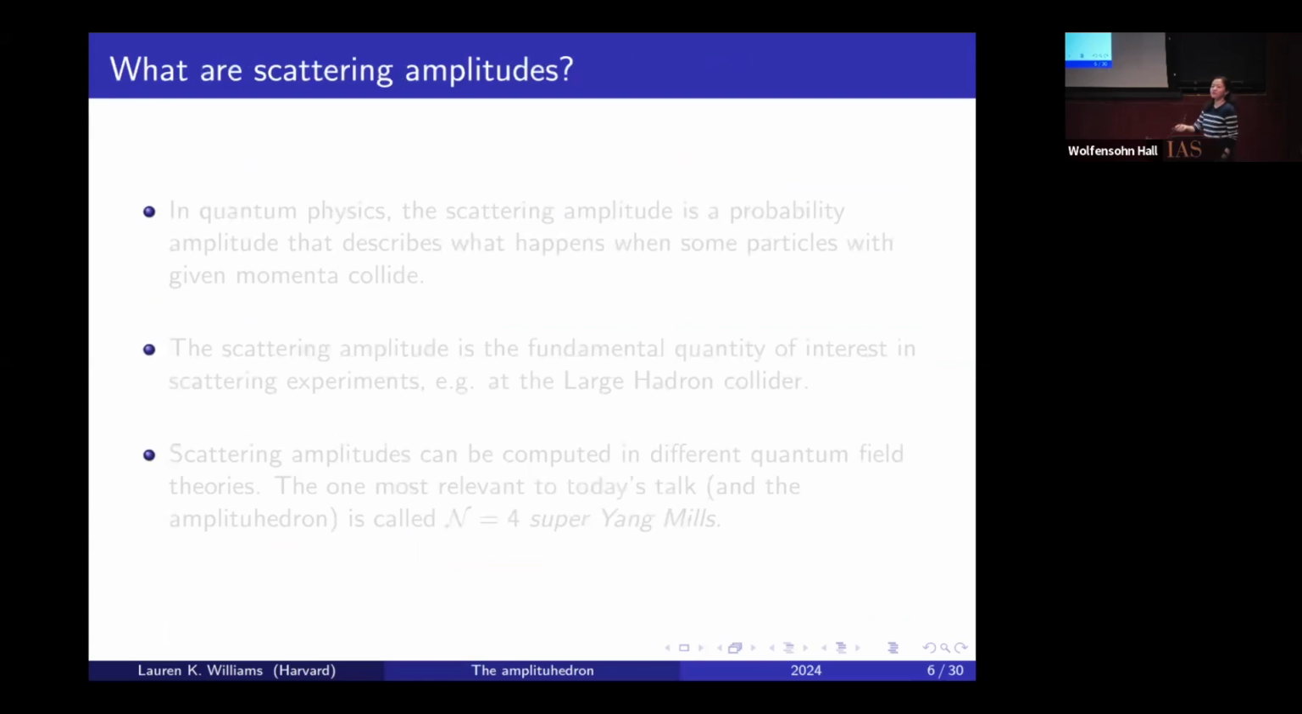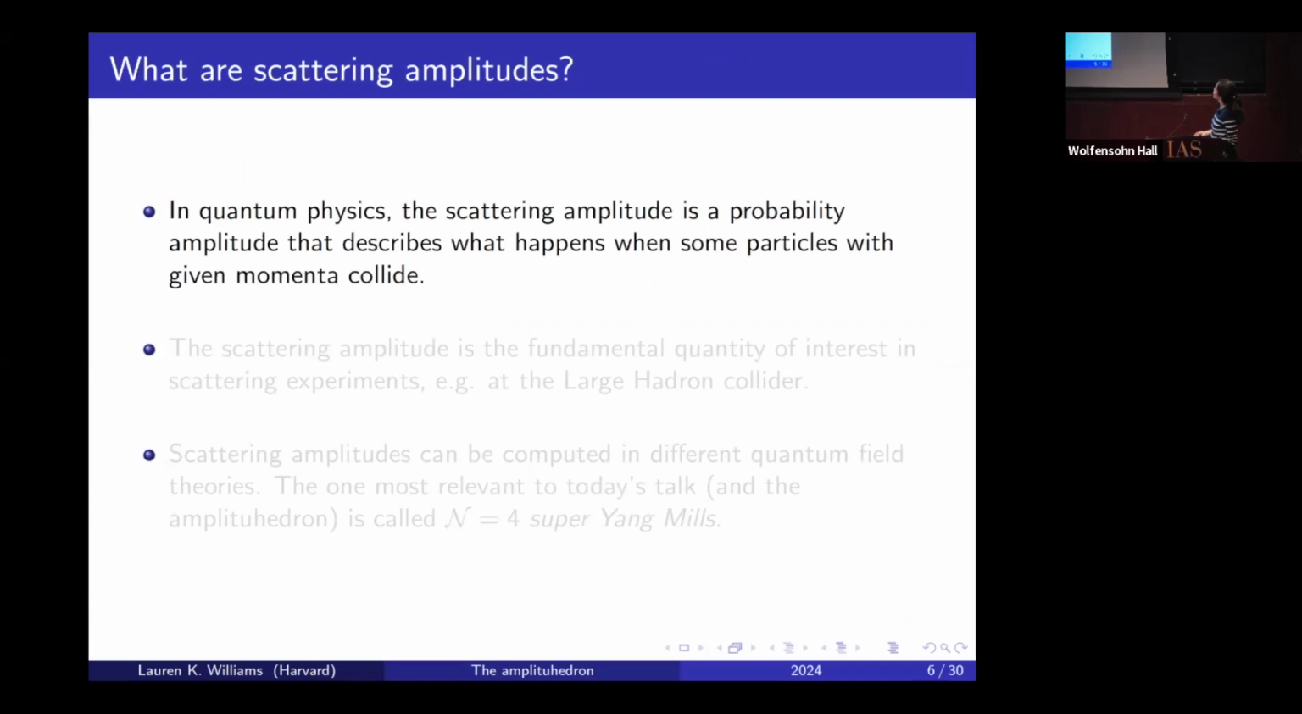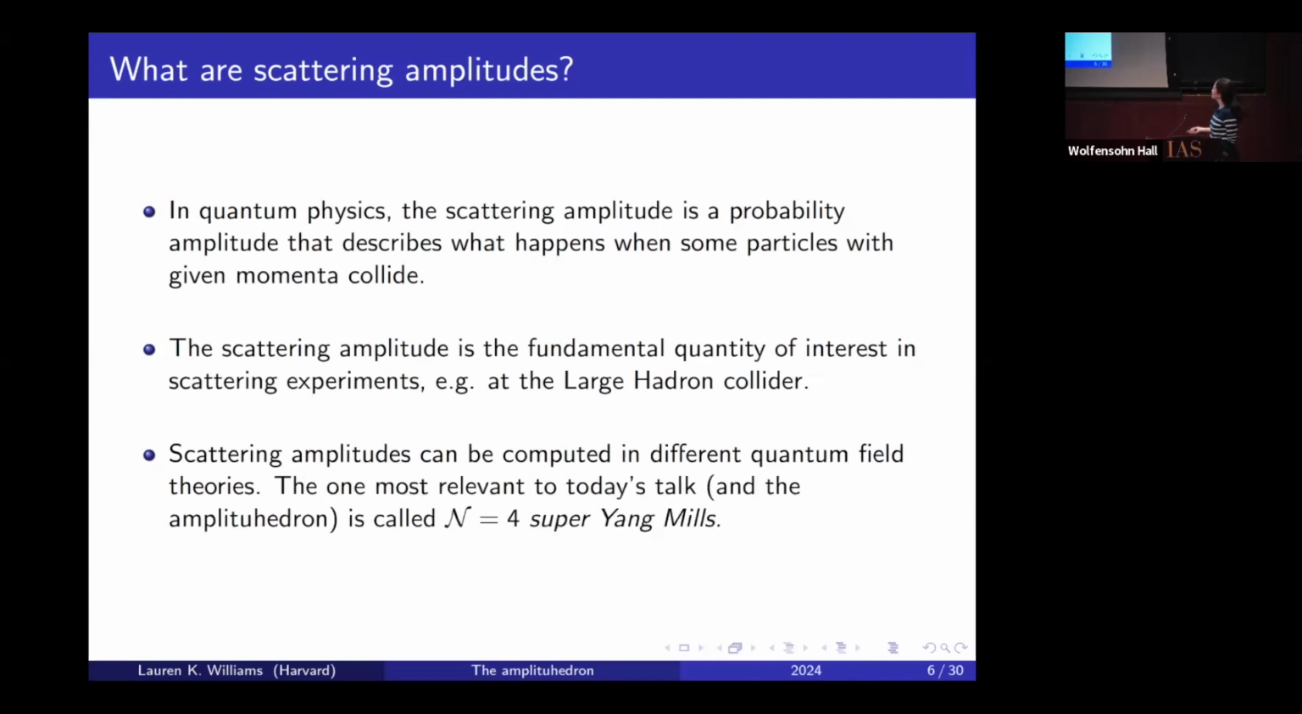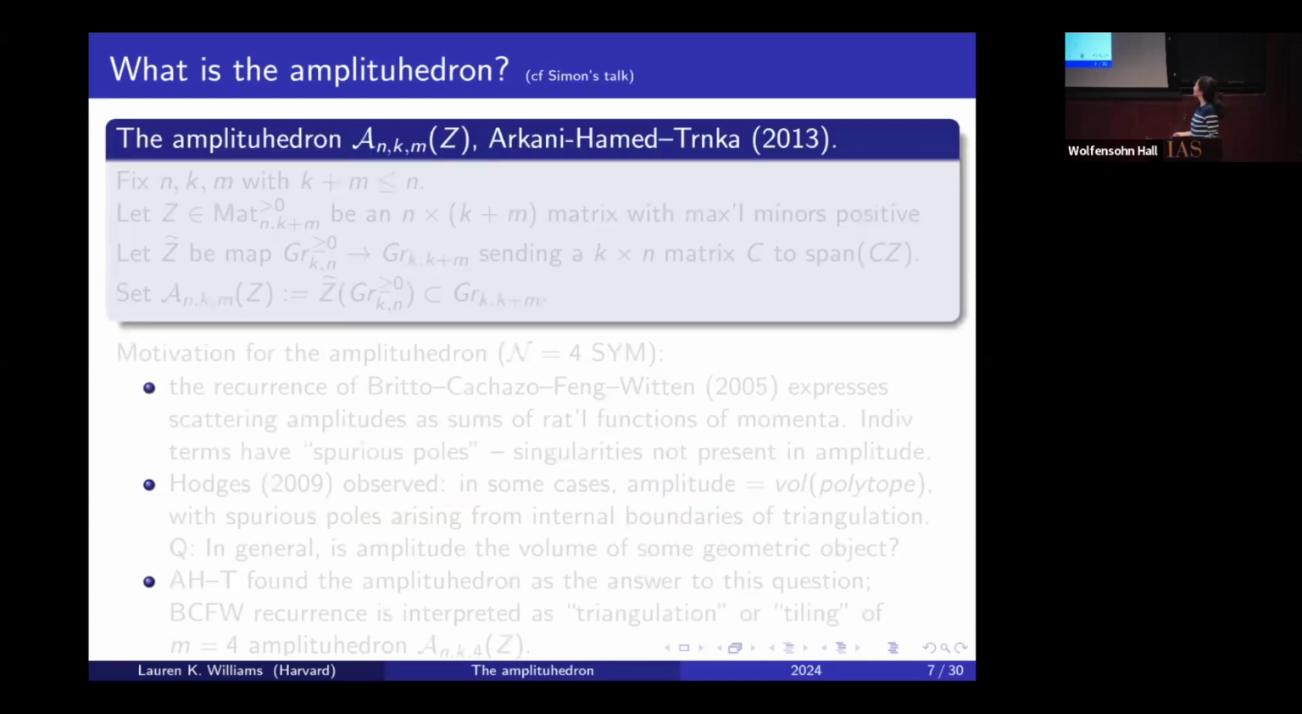And for those of you who are not physicists, in quantum physics, the scattering amplitude is a probability amplitude that describes what happens when some particles with given momenta collide. And this quantity is the fundamental quantity of interest in scattering experiments like at the Large Hadron Collider. They can be computed in different quantum field theories, and the one relevant to today's talk and to the Amplituhedron is called N equals 4 super Yang-Mills. Okay, so this is almost all I'm going to say about physics.